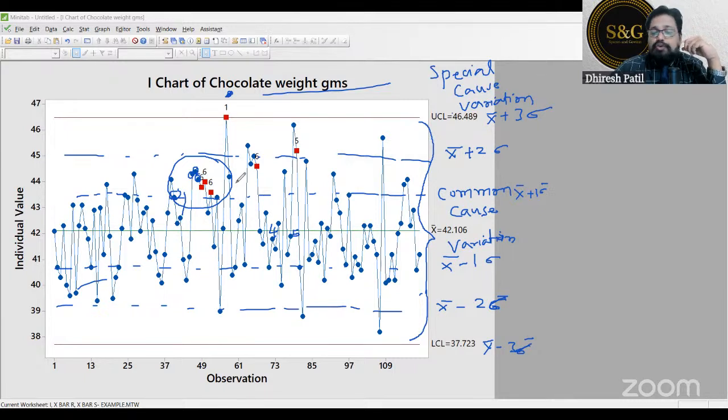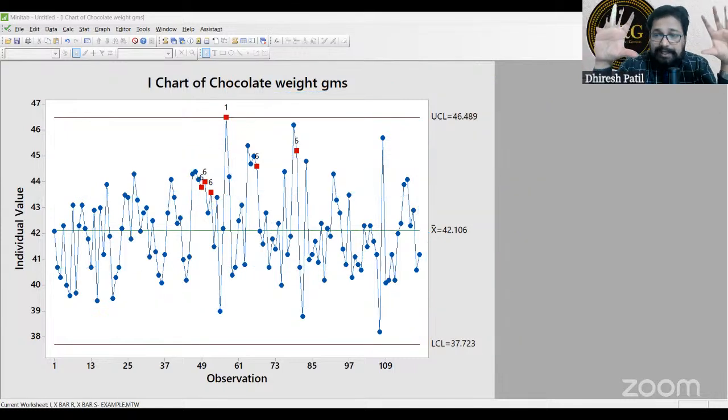Are you understanding? So we have to do the root cause analysis, find the root causes, and immediately take corrective and preventive action to bring the process back to the center. And that is the power of the control chart. Clear, everybody? This is called the test. Super clear?